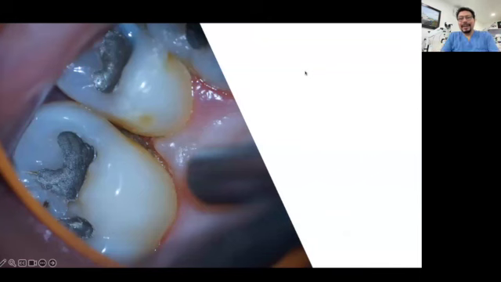So let's see this clinical situation. We have a calculus in that area. You have two options for explaining to the patient. You can take a radiograph and show the patient in the radiograph that there is a small white spot in between the teeth, and tell the patient, you know, I need to remove that because it is provoking gum inflammation in the area.